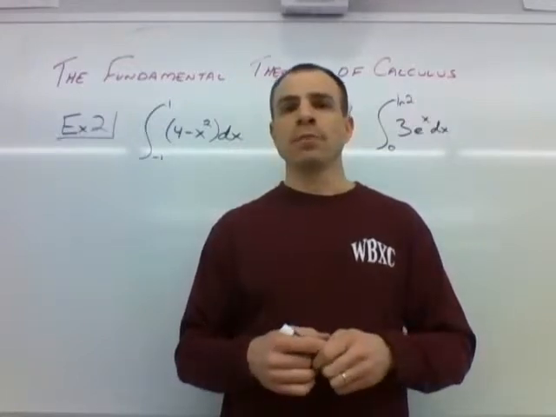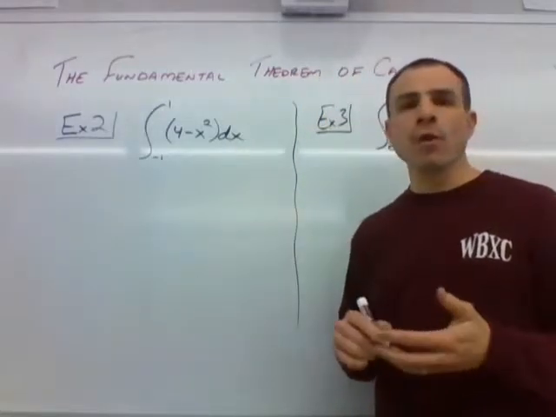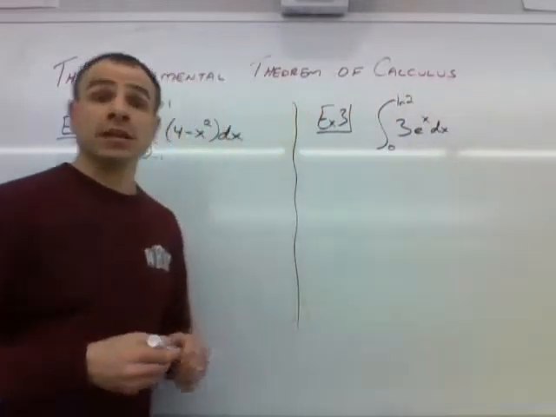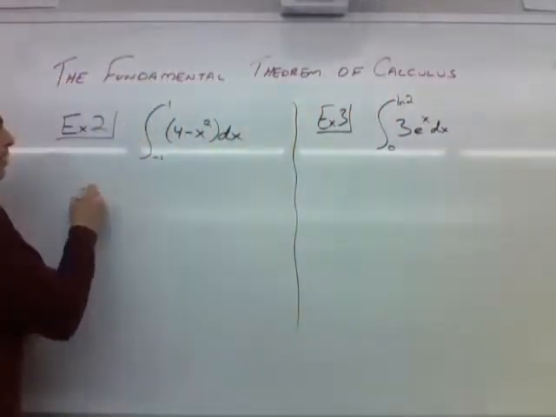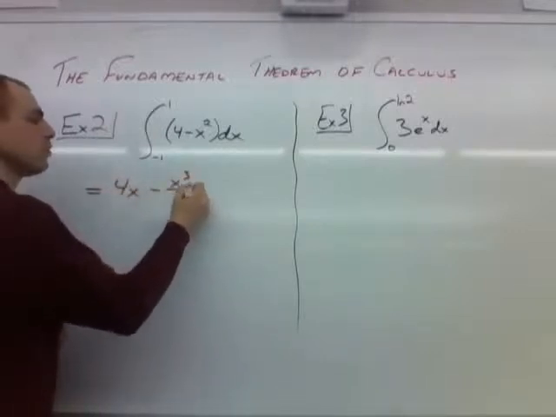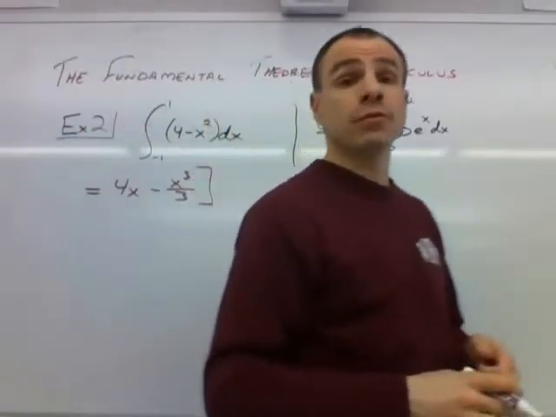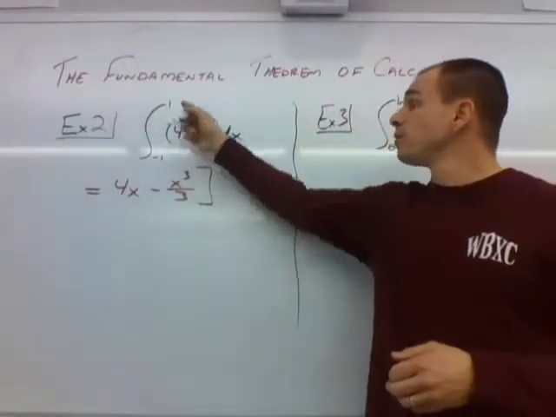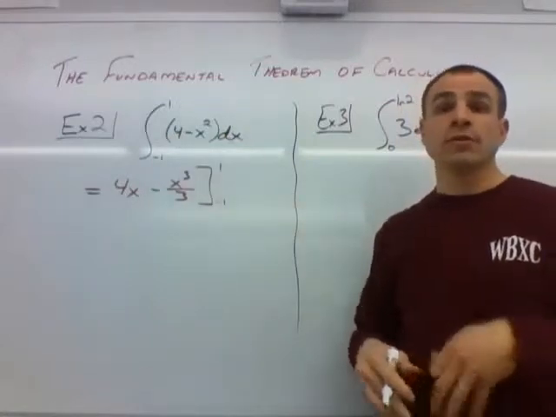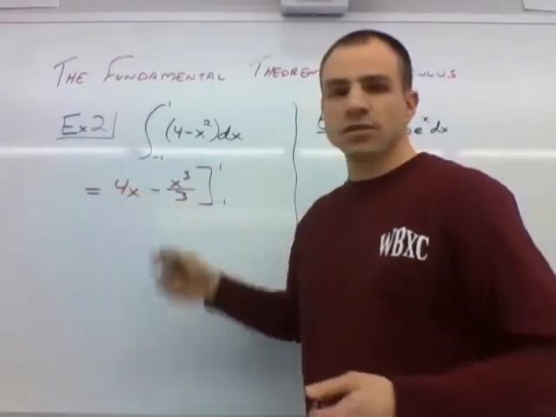With example number 2, we have the definite integral from -1 to 1 of 4 minus x squared dx. Again, first step, take the antiderivative. So the 4 antiderives to 4x, and the x squared antiderives to x cubed over 3. Those are just our basic antiderivative rules. We still need our bounds, even though we no longer have our integration symbol or our differential. They're gone because we've done the antiderivative. All that's left is just the function.